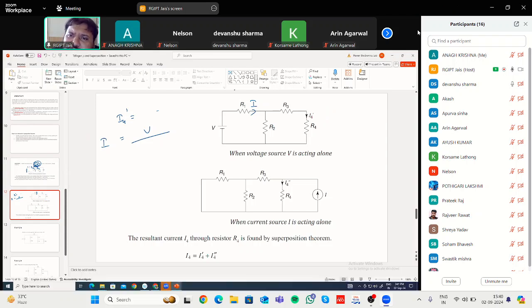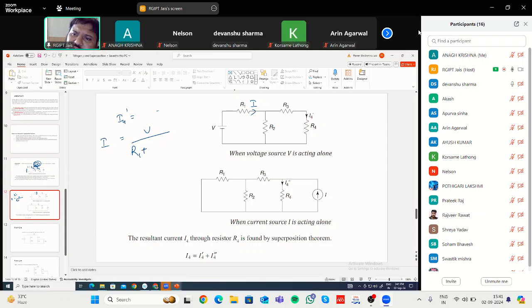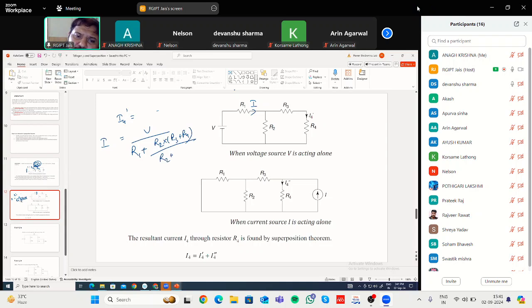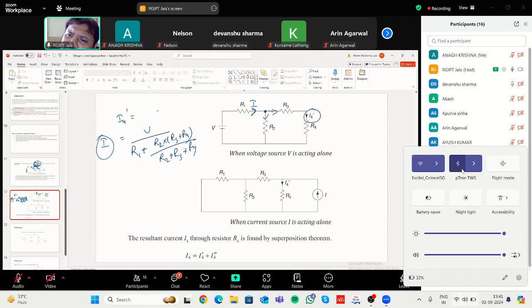So what will be the total current? R1 is in series with this, so plus, and R2 is in parallel with R3 and R4, where R3 and R4 are in series. So this is the current I flowing through here. When it comes to that node, it has two paths: one goes through here, one goes through here. What you are interested in is finding I4 dash, that is, the current flowing through this path.